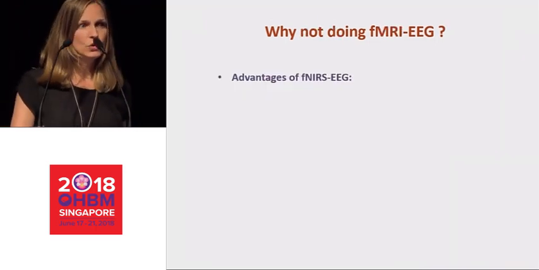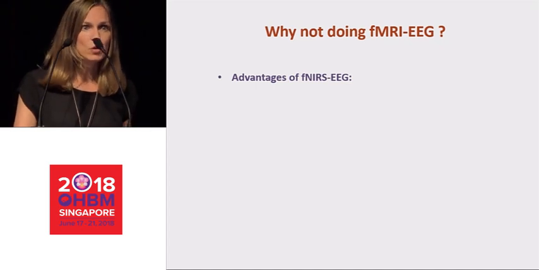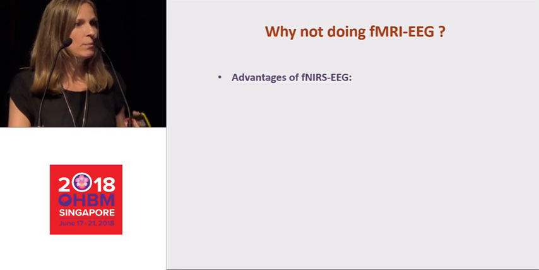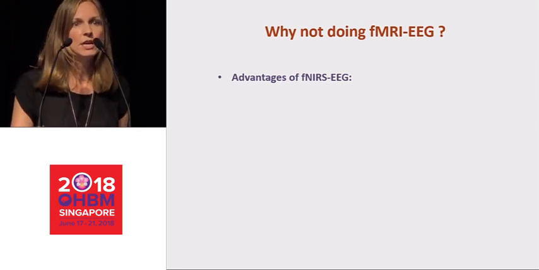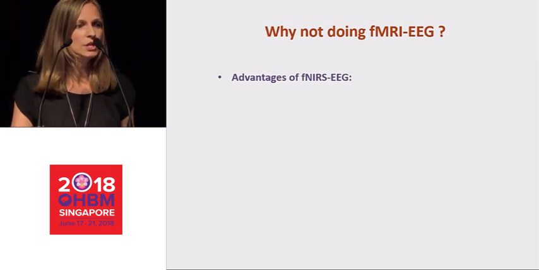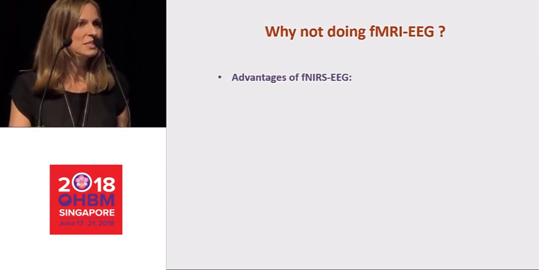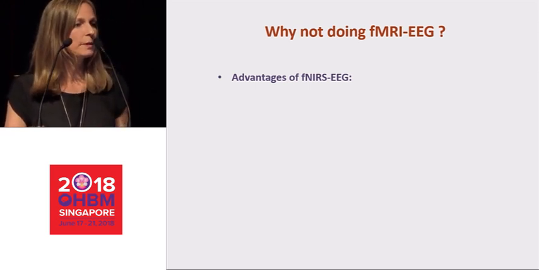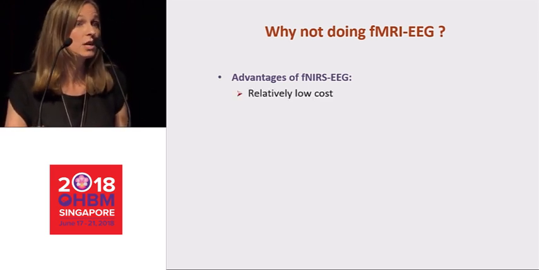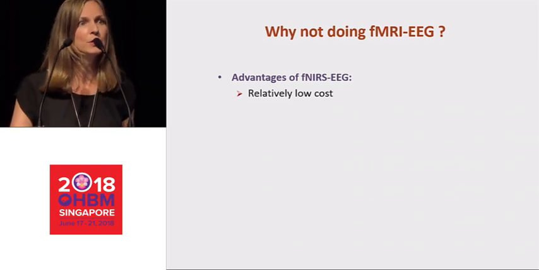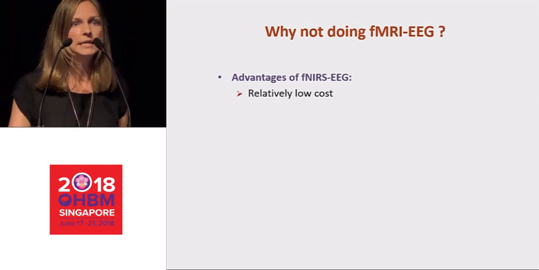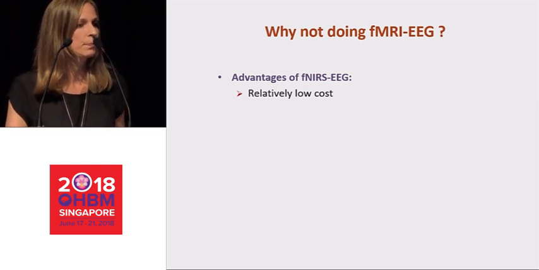Another question you could ask would be, why not do fMRI-EEG? I focus mostly on the pediatric population, so there are many advantages of fNIRS over fMRI in this population, and there are some other advantages, as all techniques have limitations and advantages. So fNIRS is less costly, relatively cheap compared to fMRI, so it opens doors to do studies in low or middle income countries.